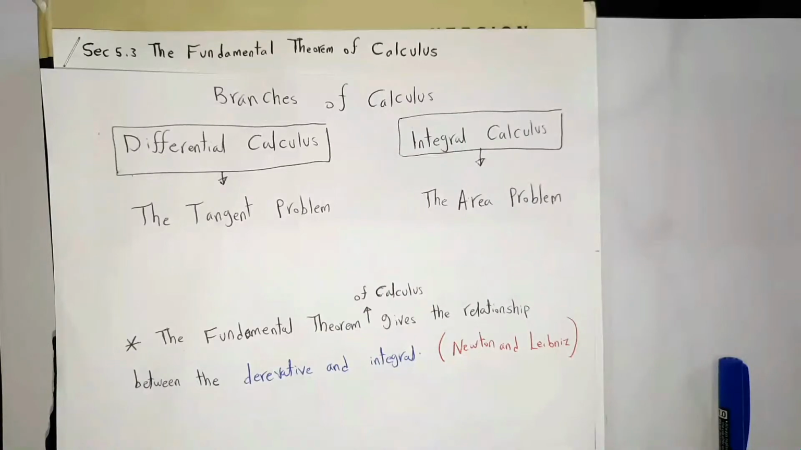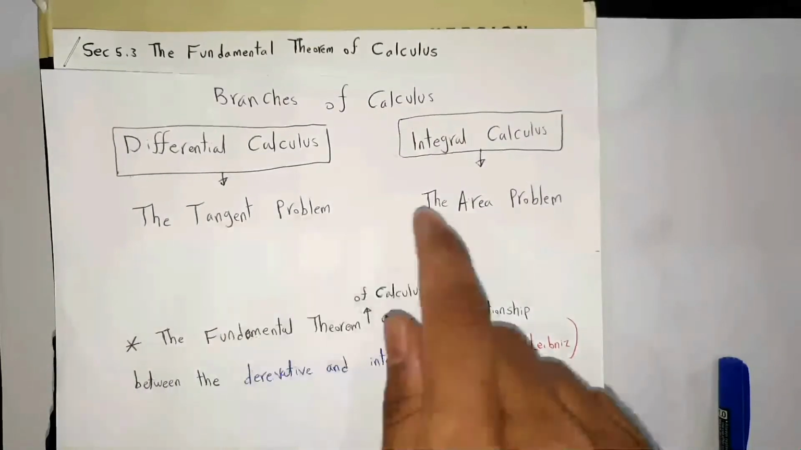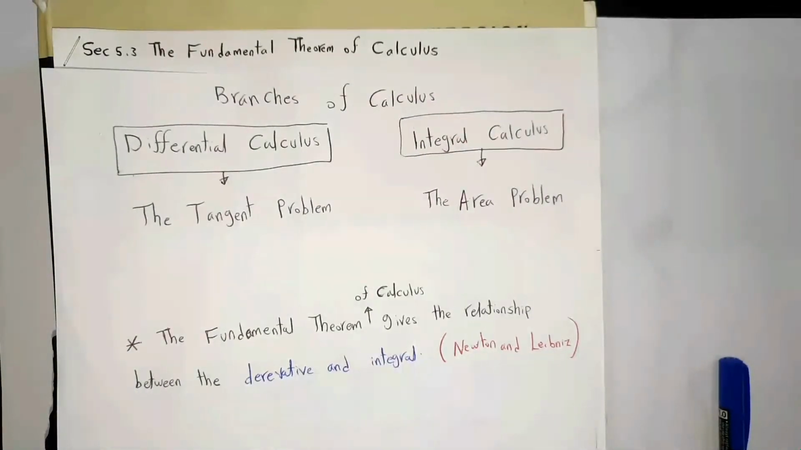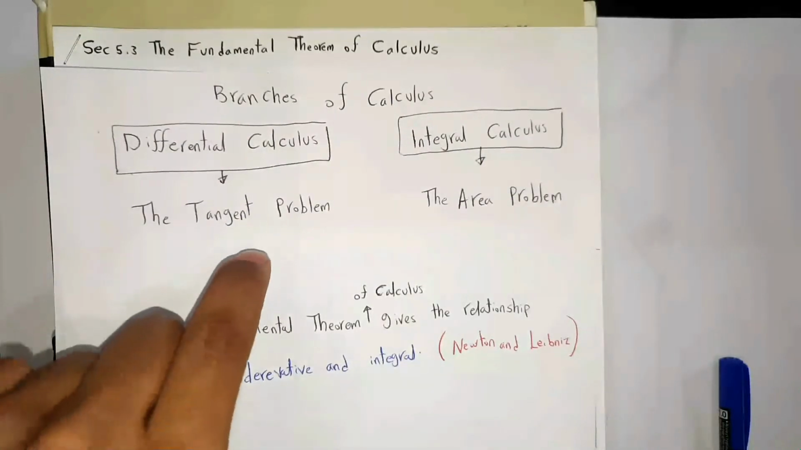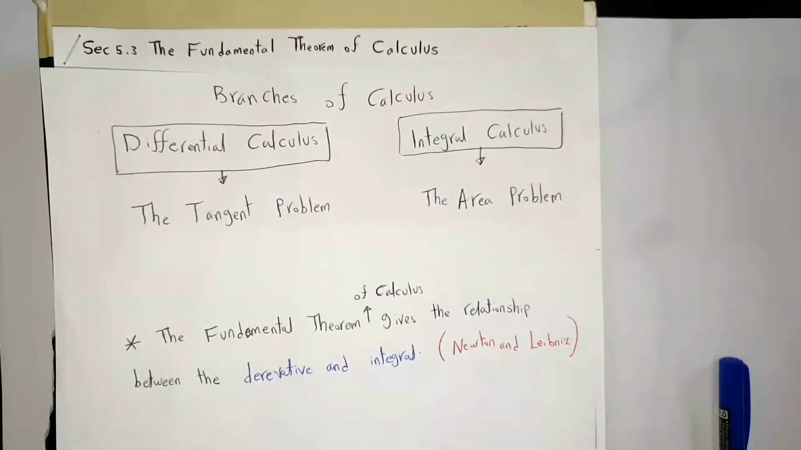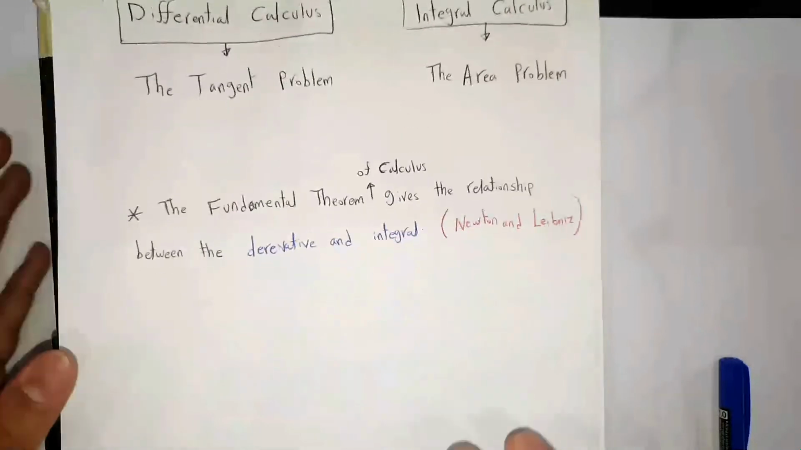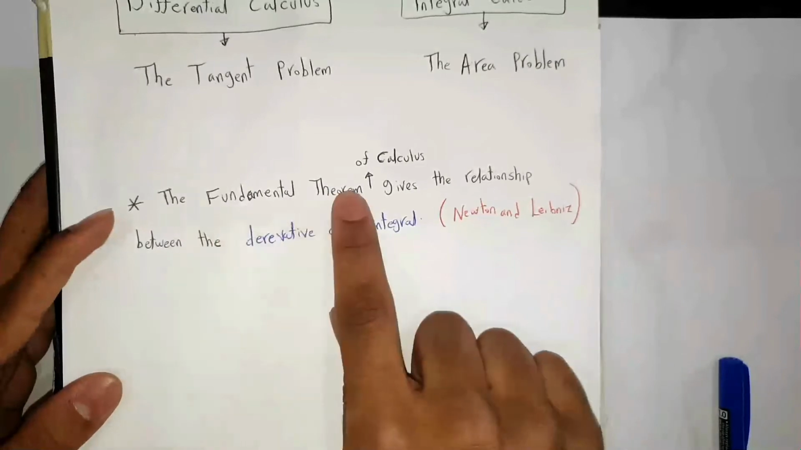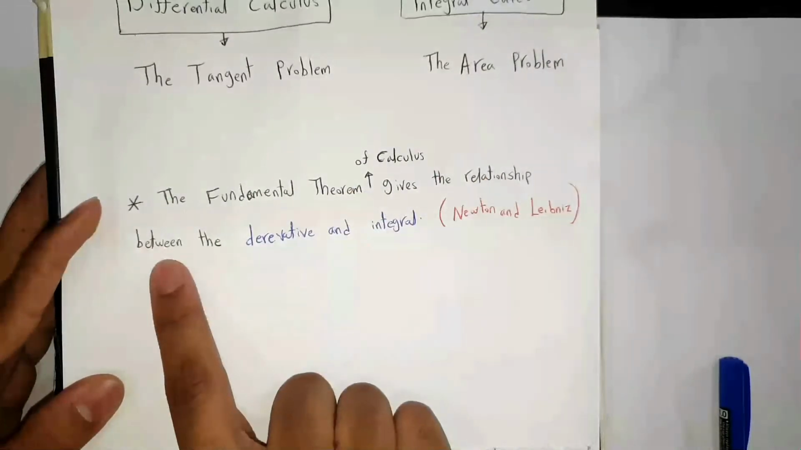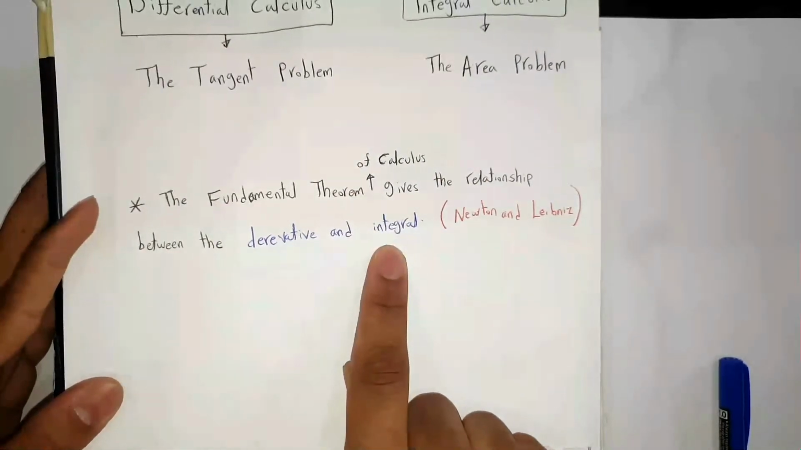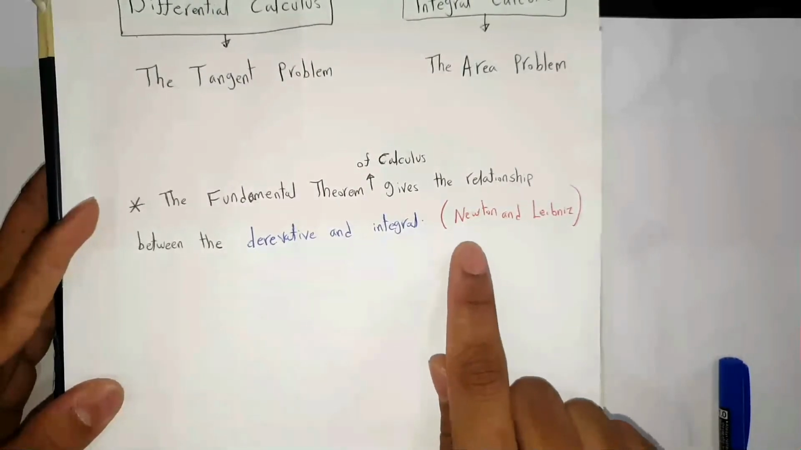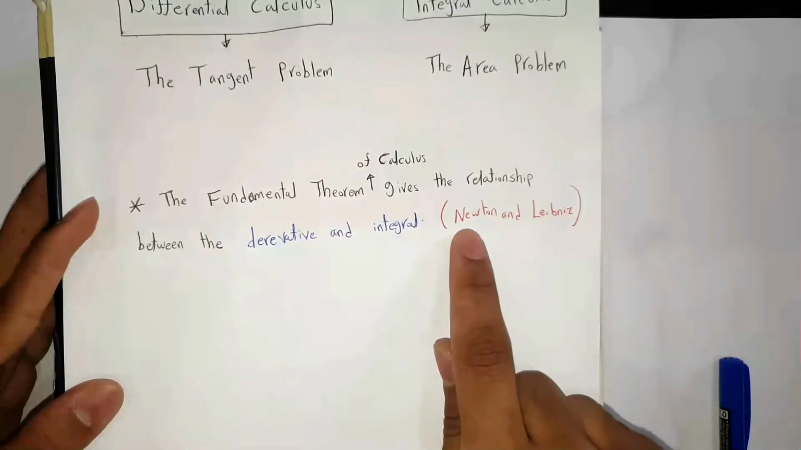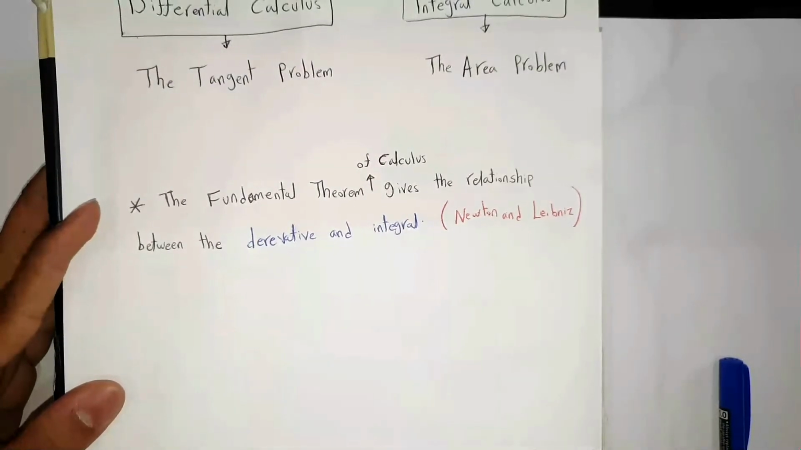It seems that we do not have a relationship between the tangent problem and the area problem, but in fact there is an inverse relationship between them. That is, there is an inverse relationship between the derivative and the integral, and that relationship is given by the fundamental theorem of calculus. Let us read here. The fundamental theorem of calculus gives the relationship between the derivative and integral, and in fact that was discovered by two mathematicians, Newton and Leibniz.